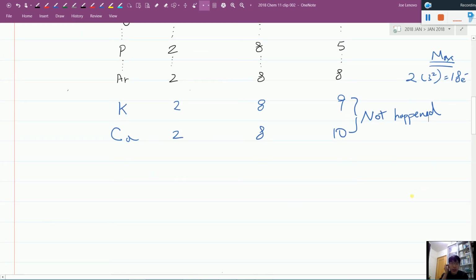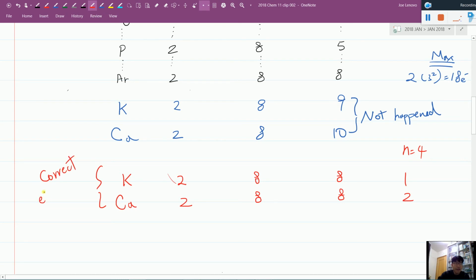Instead of 2, 8, 9 for potassium and 2, 8, 10 for calcium, we find one thing. The actual electron configuration would be like this: 2, 8, 8, and 1. One of the electrons moves to the fourth shell, when n equals 4, instead of starting to fill up the third one. For calcium, it's 2, 8, 8, and 2. And this, the red one that I'm using, would be the correct electron configurations.